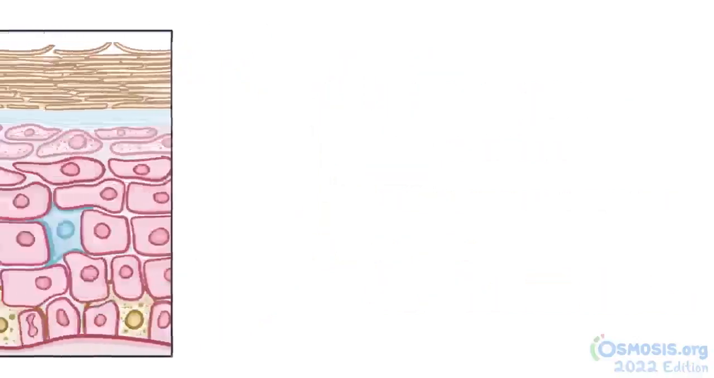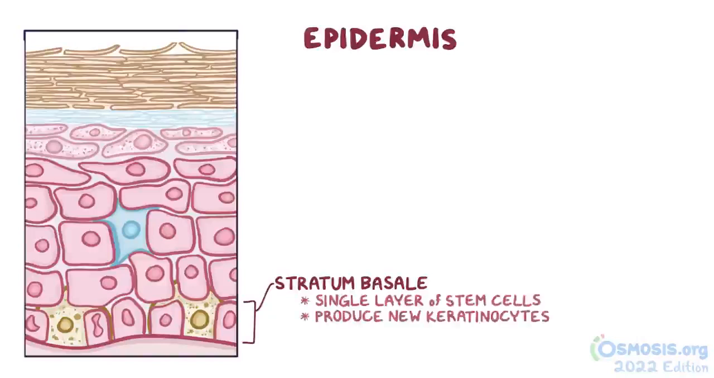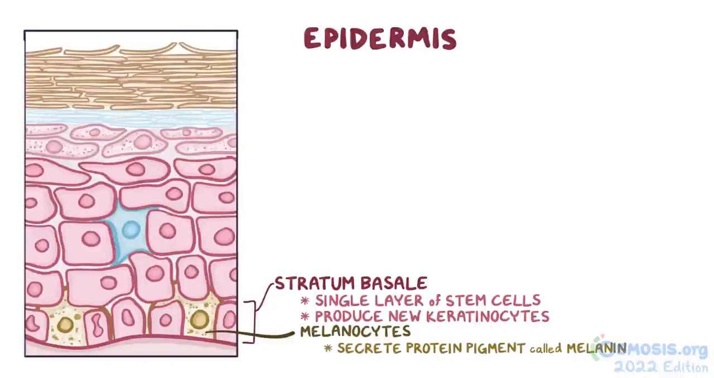Keratinocytes start their life at the lowest layer of the epidermis, called the stratum basale, or basal layer, which is made of a single layer of stem cells that continually divides and produces new keratinocytes. These new keratinocytes then migrate upwards to form the other layers of the epidermis. The stratum basale also contains another group of cells, the melanocytes, which secrete a protein pigment, or coloring substance, called melanin. As keratinocytes in the stratum basale mature and lose the ability to divide, they migrate into the next layer called the stratum spinosum, which is about 8 to 10 cell layers thick.